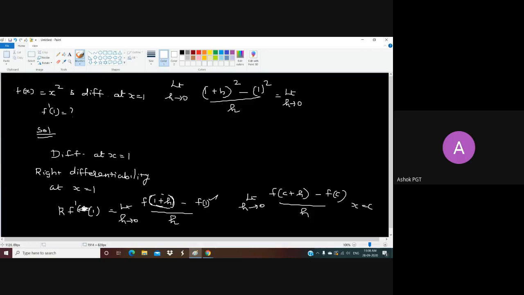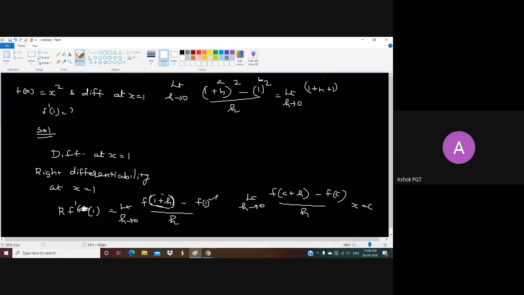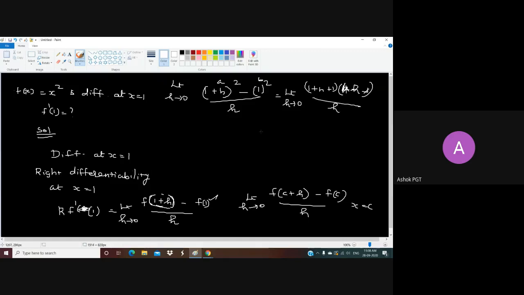Otherwise, we can apply the a square minus b square formula as well. Here in this book, they have used a square minus b square, hence I use the same thing. So a plus b, here a value is this and b value is this. So a plus b into a minus b: 1 plus h minus 1 plus 1, and minus 1 here will get cancelled, whole divided by h.